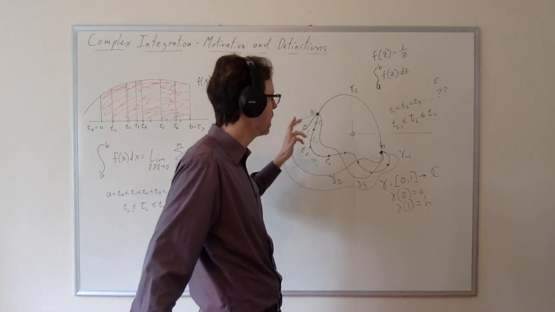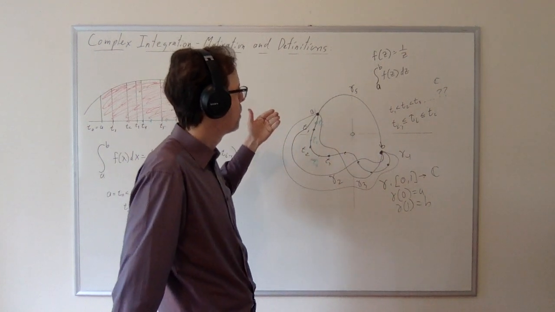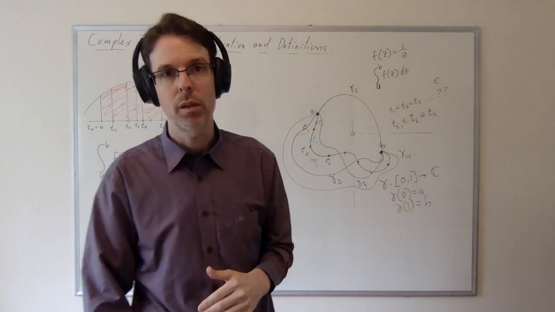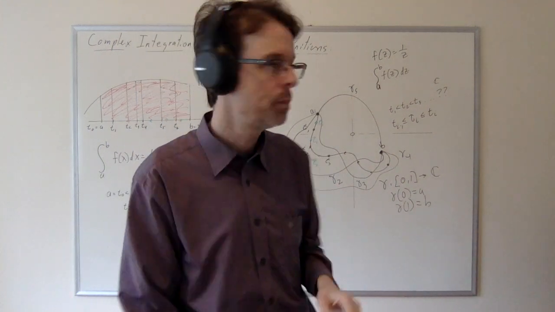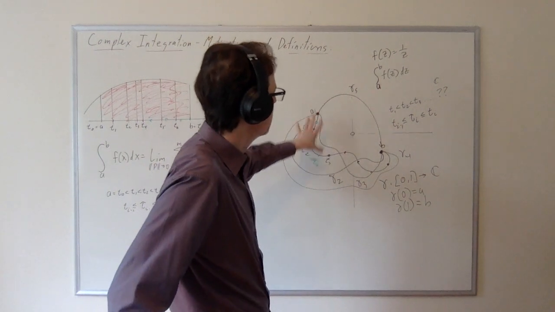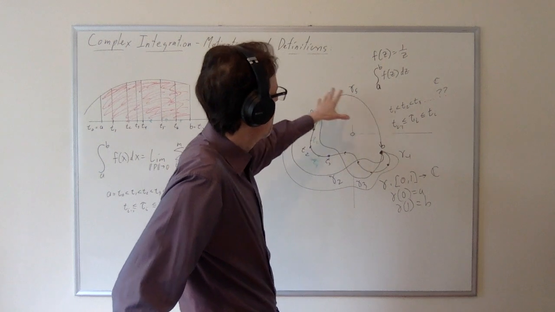What we can do is we can define the integral from A to B along a particular fixed path. And so that's going to be the path integral. That's going to lead us to the path integral there.